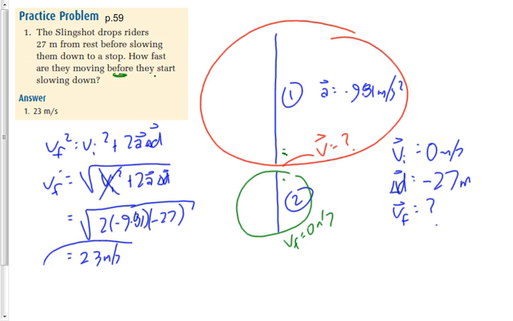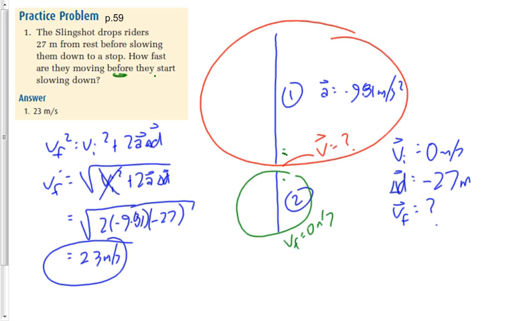Now, what have we just solved for? What have we just solved for? The final, nope. What did we just solve for? Final speed. What were we looking for?